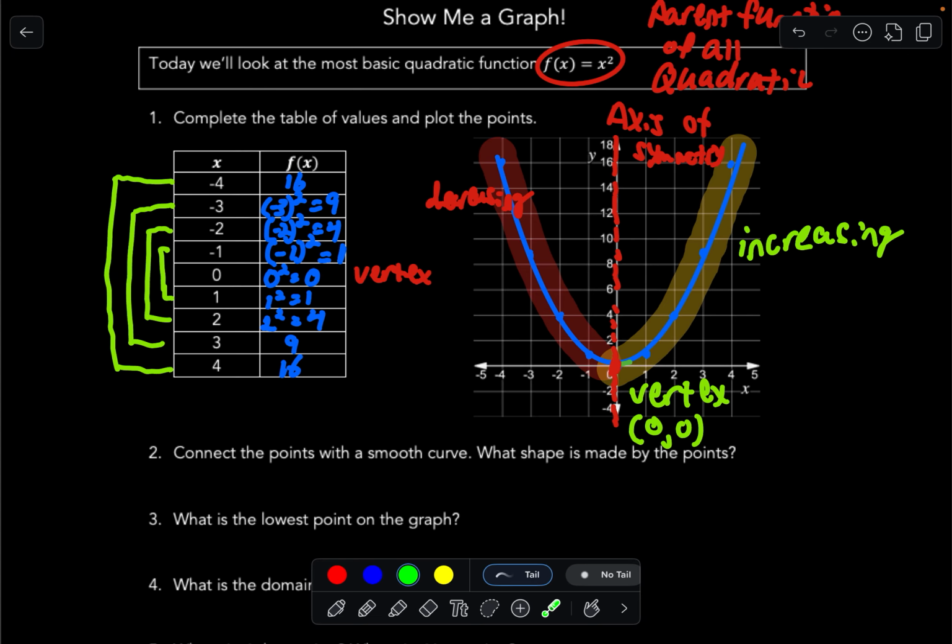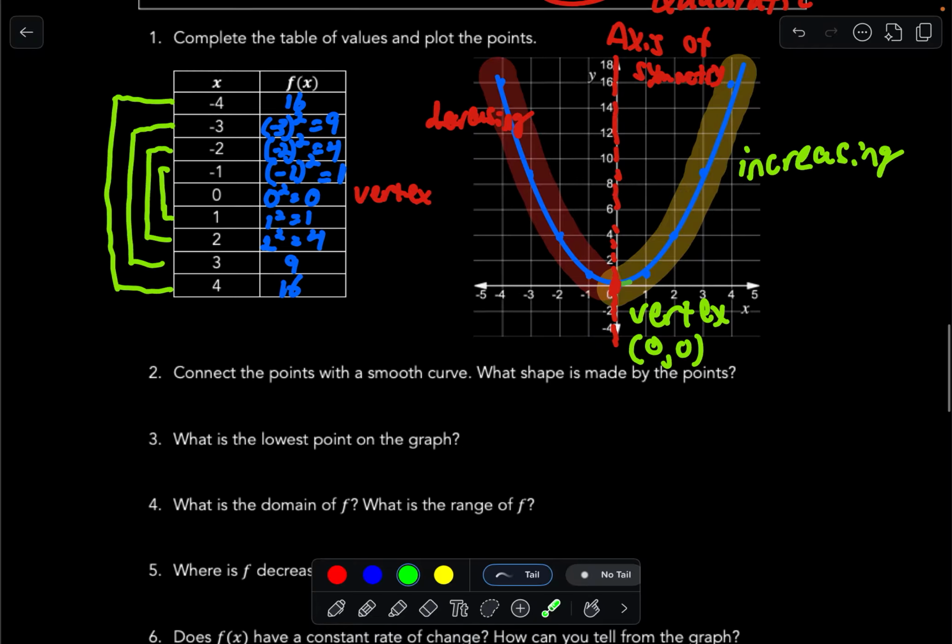Okay? So when you're asked to graph, you really only need to make a table. You only have to choose one side of the vertex, because you know on the other side it's going to be the same values. That's what symmetry does.